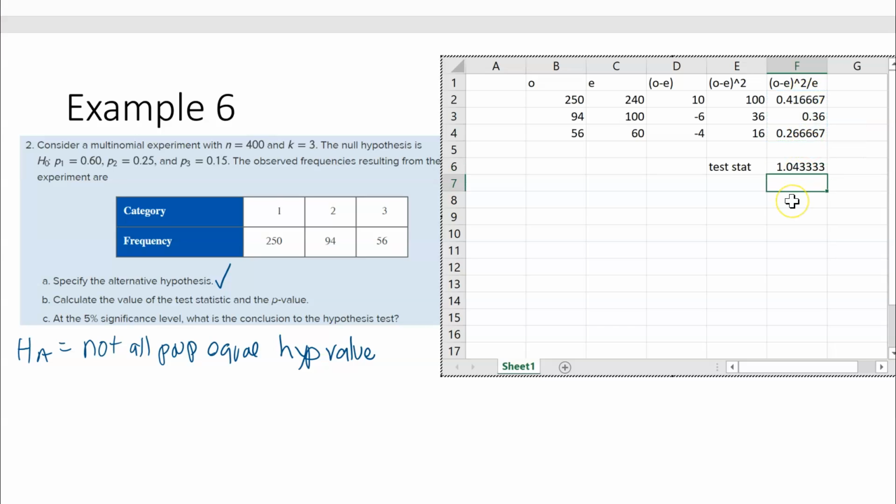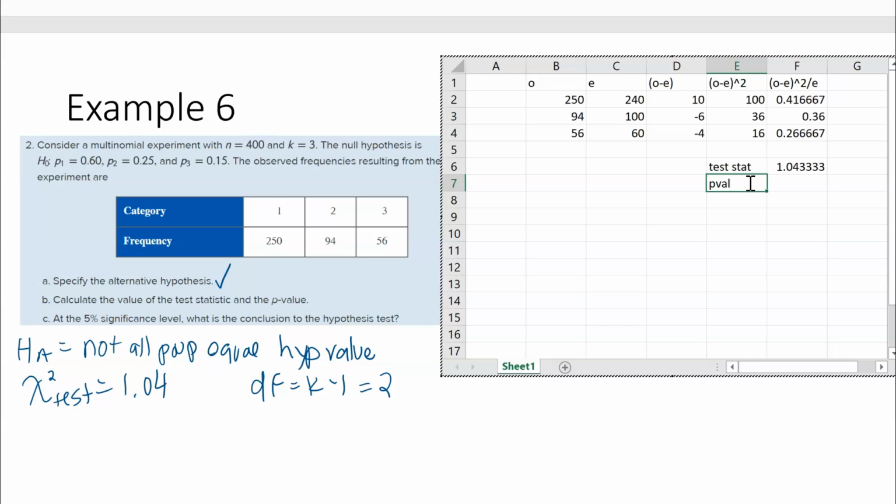All right, and so our chi-squared test statistic is 1.043, or 1.04 is fine. So then for our p-value, we need to find our degrees of freedom. Our degrees of freedom is equal to k minus 1. All of our categories pass the expected test. So our k is 3, so our degrees of freedom is 2.